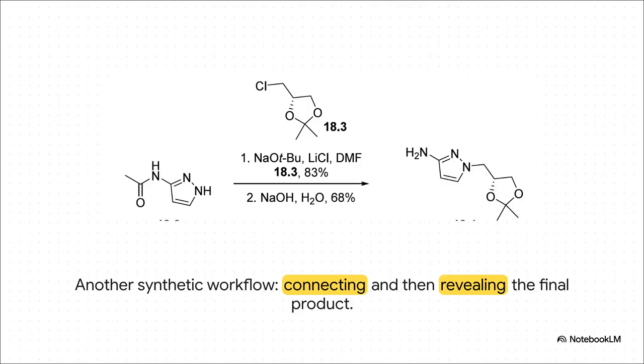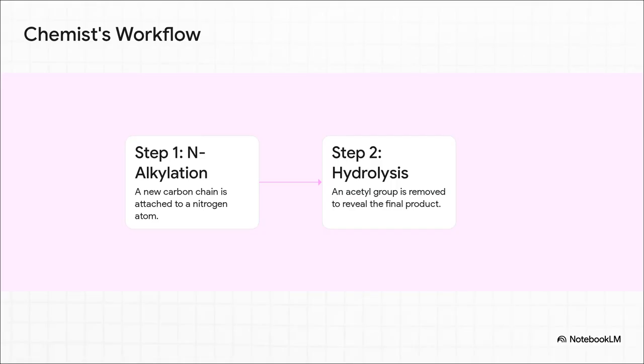Let's look at another one. This is a workflow you see all the time. We've got our starting material on the left and the product we want to make on the right. Let's see the sequence of tools the chemist chose to get from A to B. First up, we use one of our connector tools in a reaction called N-alkylation to attach that new carbon chain right onto the nitrogen atom.